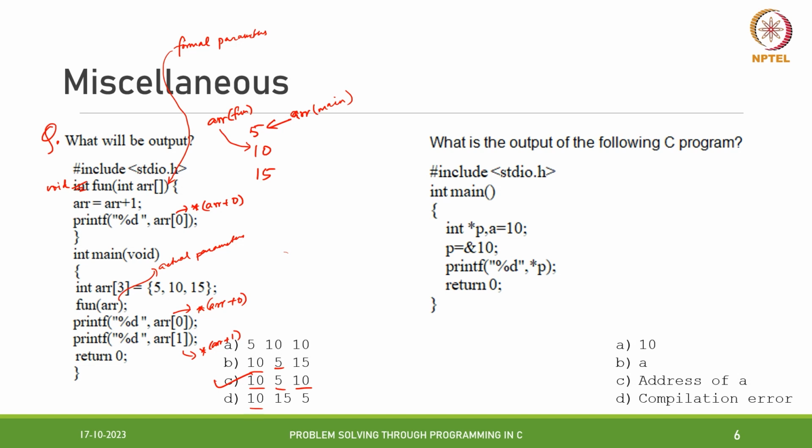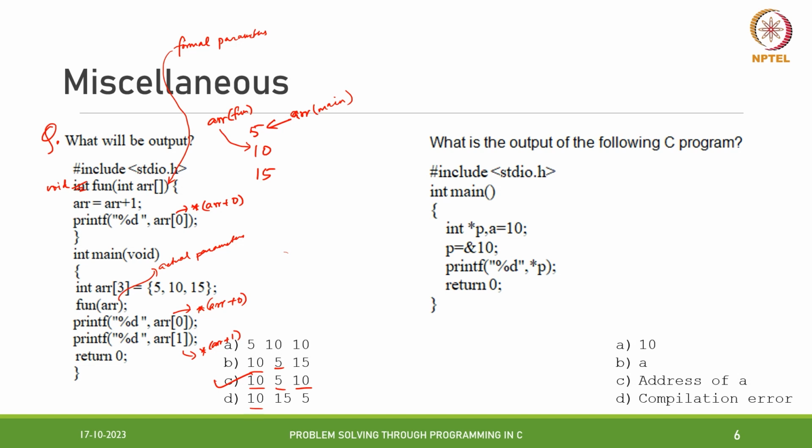So ARR equals ARR plus 1 basically means that you are incrementing the pointer to the next memory location. That means it will point to the next element. So when you initially pass this ARR to the function called fun, this ARR of fun was pointing to 5, because that is what the ARR in the main function was also pointing to. So it was initially pointing to 5, but when you wrote ARR equals ARR plus 1, it went and pointed to the next element. So that is what it means.